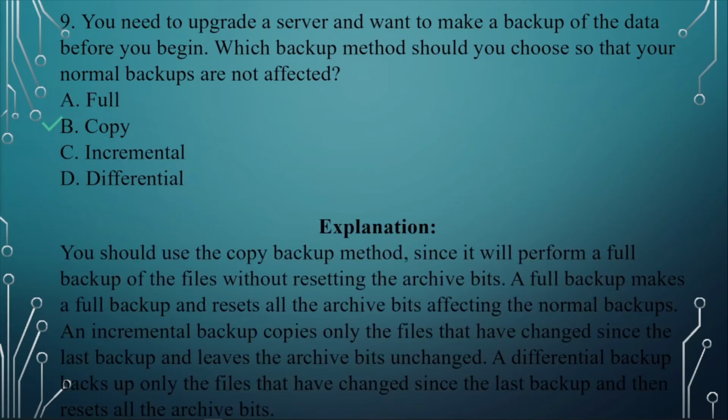The answer here is B. Copy. You should use the copy backup method, since it will perform a full backup of the files without resetting the archive bits. A full backup makes a full backup and resets the archive bits, affecting the normal backups. Incremental backup copies only the files that have changed since the last backup and leaves the archive bits unchanged. A differential backup backs up only the files that have changed since the last backup and then resets all the archive bits.